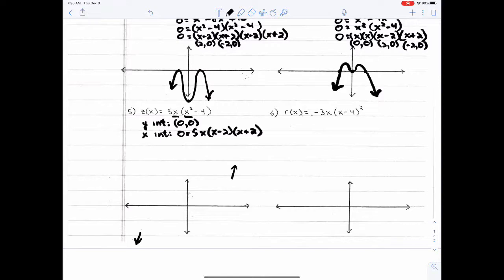Okay, so what does this give us? This gives us 0, 0. This gives us 2, 0. This gives us negative 2, 0. So we have 0, 0, 2, 0, and negative 2, 0. Okay, so let's draw it now. Comes down, goes through it, and then back down like that.